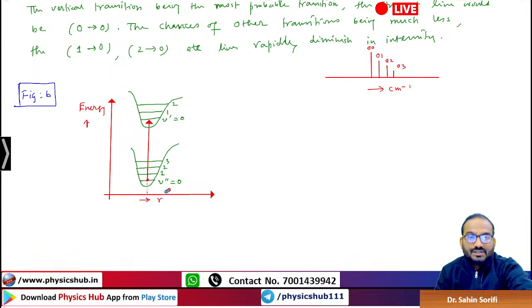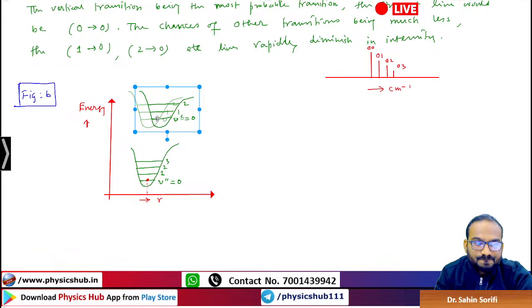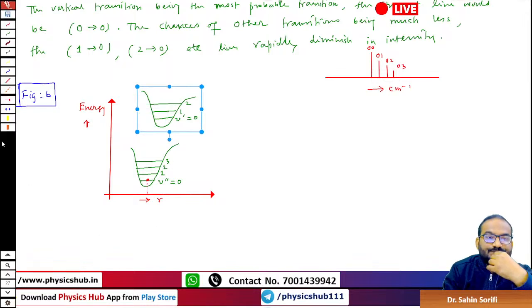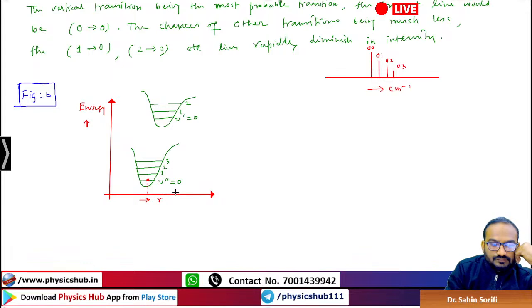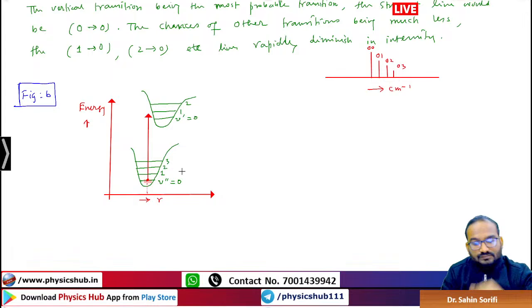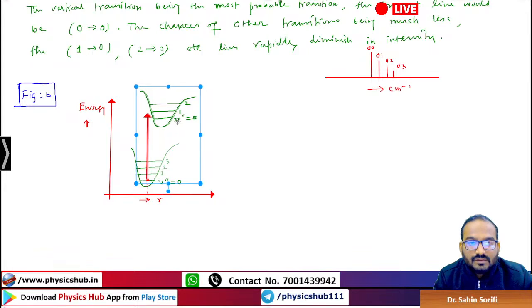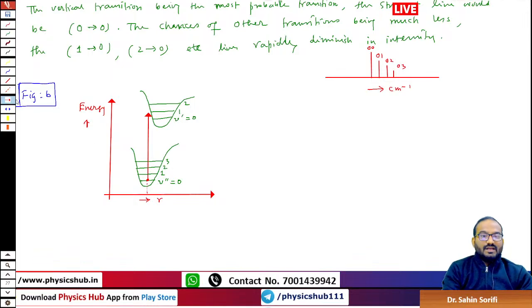Now we are considering a situation in this way. In this case, 0 to 0 was there, okay, in the last case. Now we are considering a scenario in such a way that it is like this. So if you get a scenario like this, vertical transition is the main. So in the second figure, what do you observe?